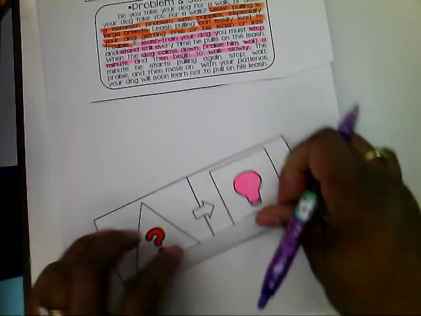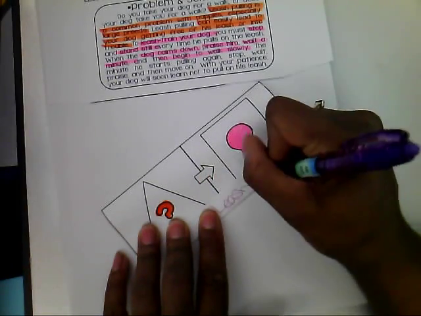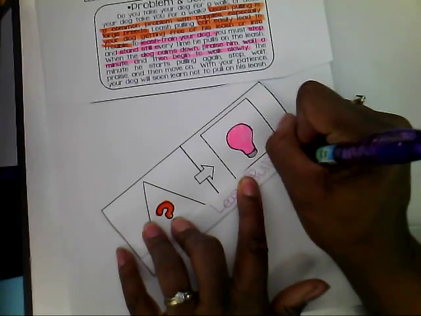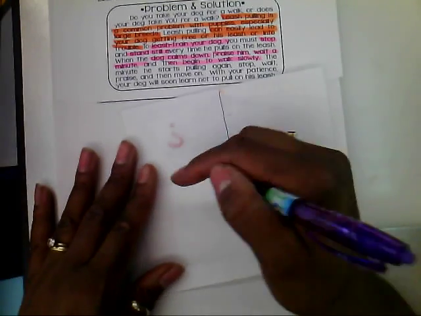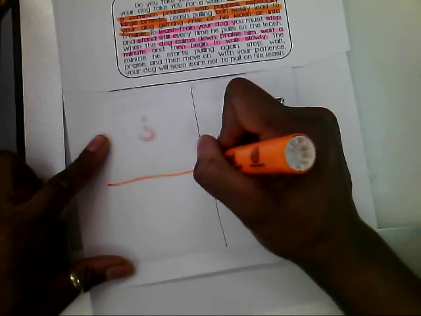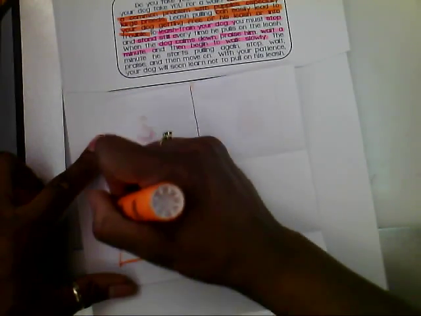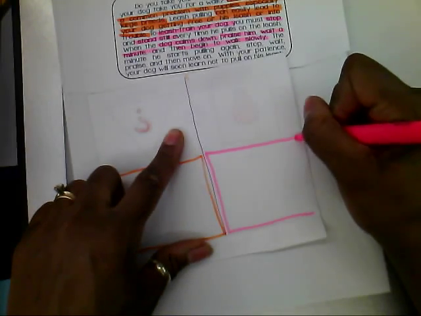Right here on my tab, I'm going to write leash pulling. And on the inside, I'm going to summarize the information about the problem. And right here, I'm going to summarize the information about the solution. So I'm going to go ahead and highlight inside again, and that will help you know where to put each piece of information. So I have a problem and then a solution. That is the text structure of this paragraph.